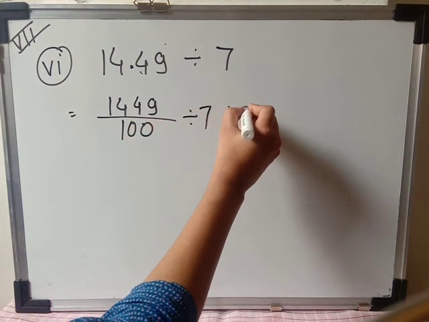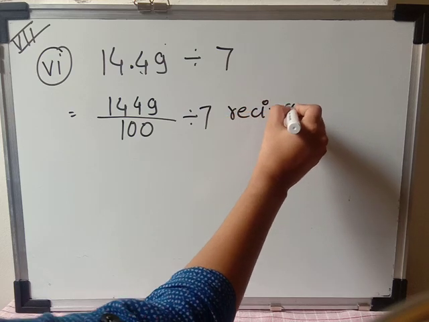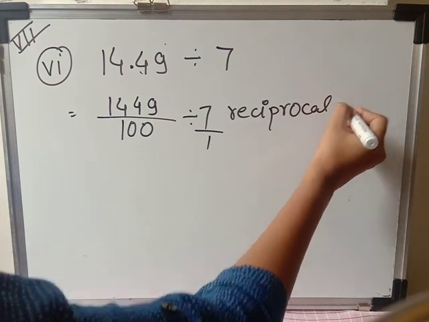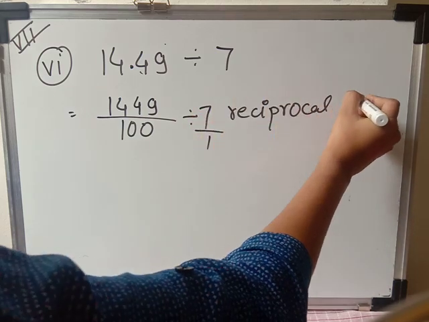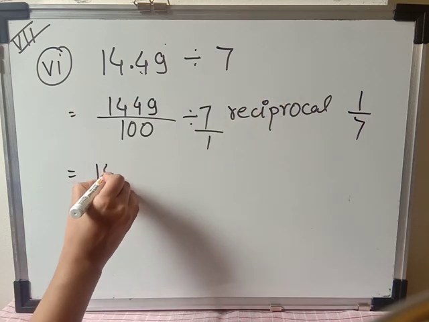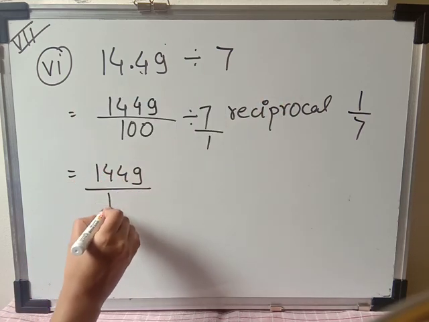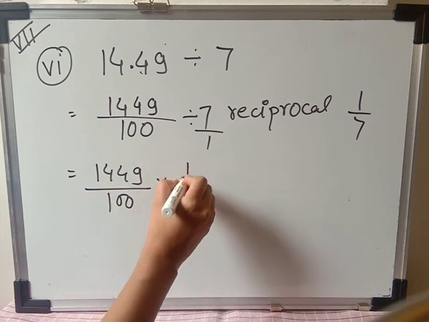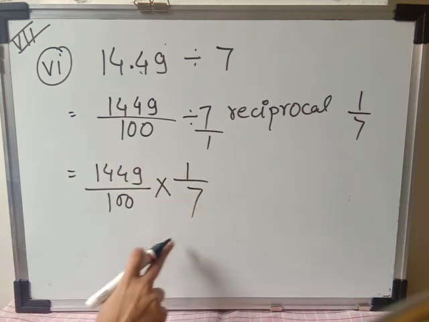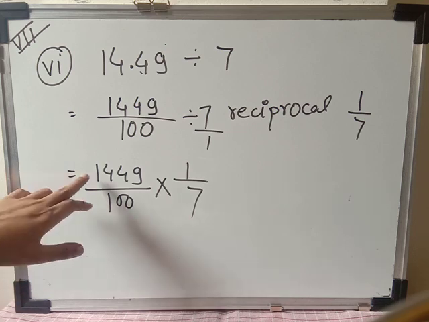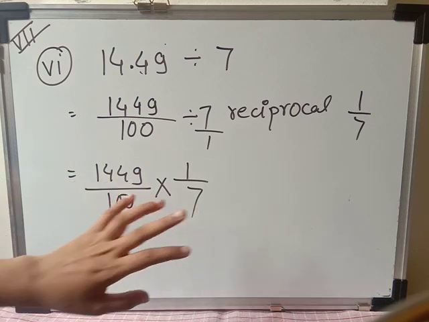Again we have to take the reciprocal of 7. Reciprocal of 7, nothing is there, it means 1 is there, so the reciprocal of 7 upon 1 will be 1 upon 7. Now we have taken the reciprocal, it means we have to change the sign also, so 1449 upon 100 multiplied by 1 upon 7. Now before that we have to see if any number is divisible. Yes, here 1449 is divisible by 7.